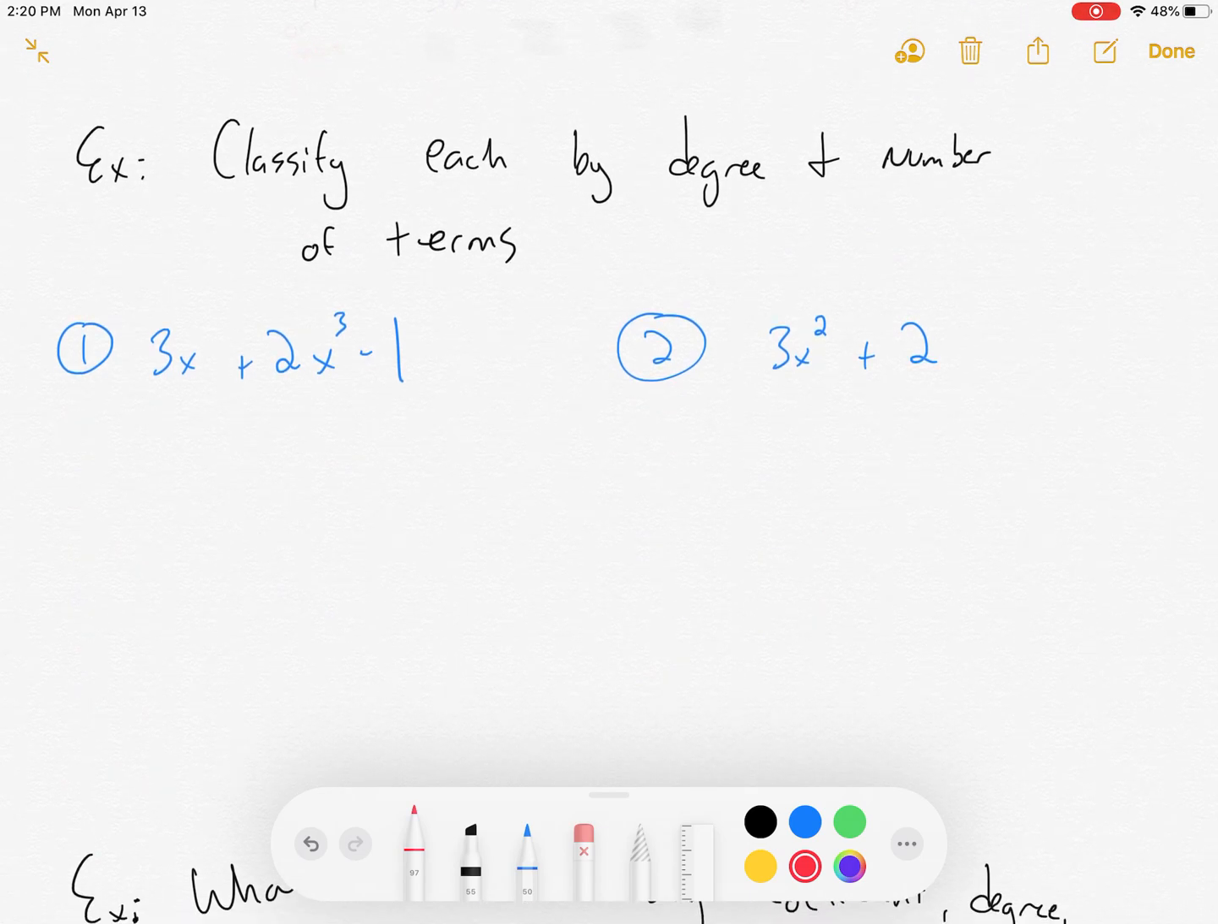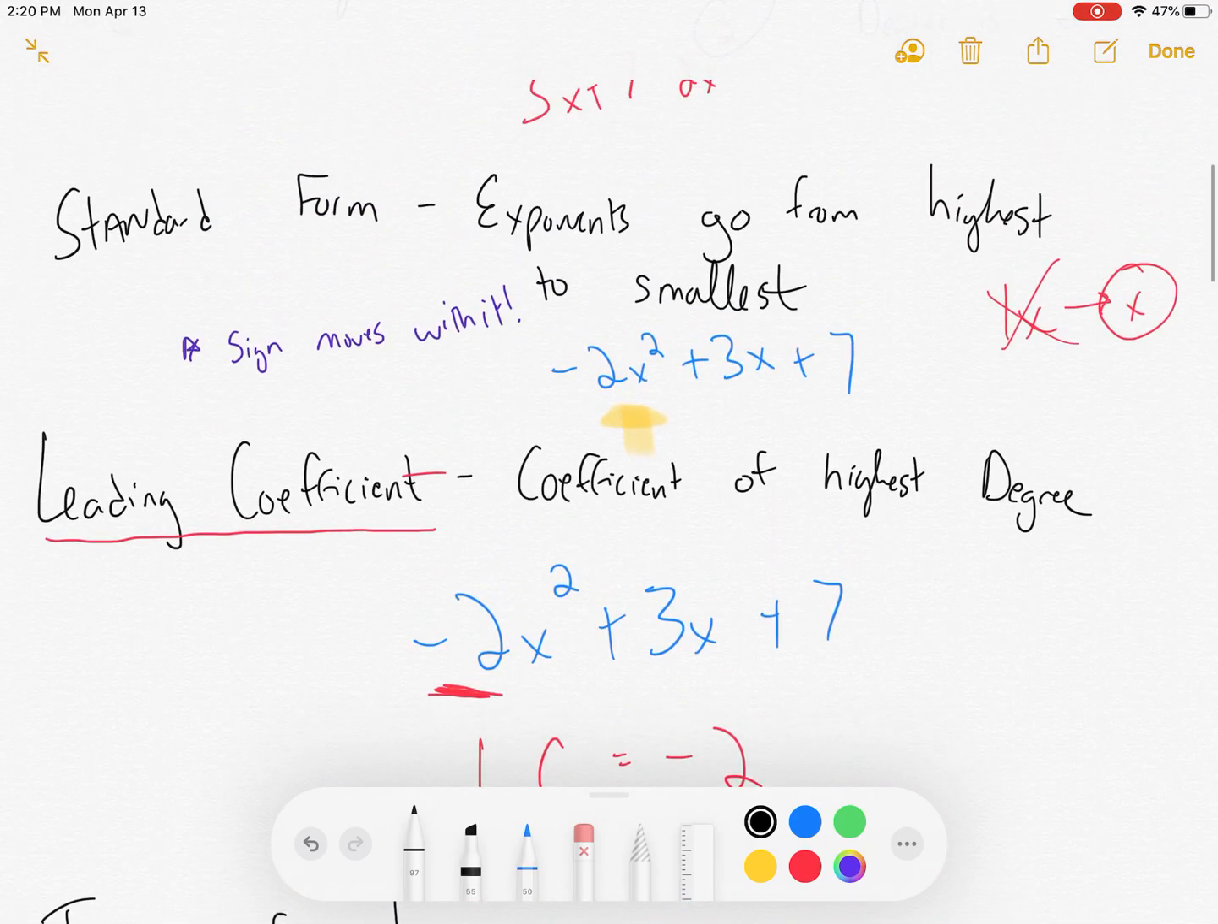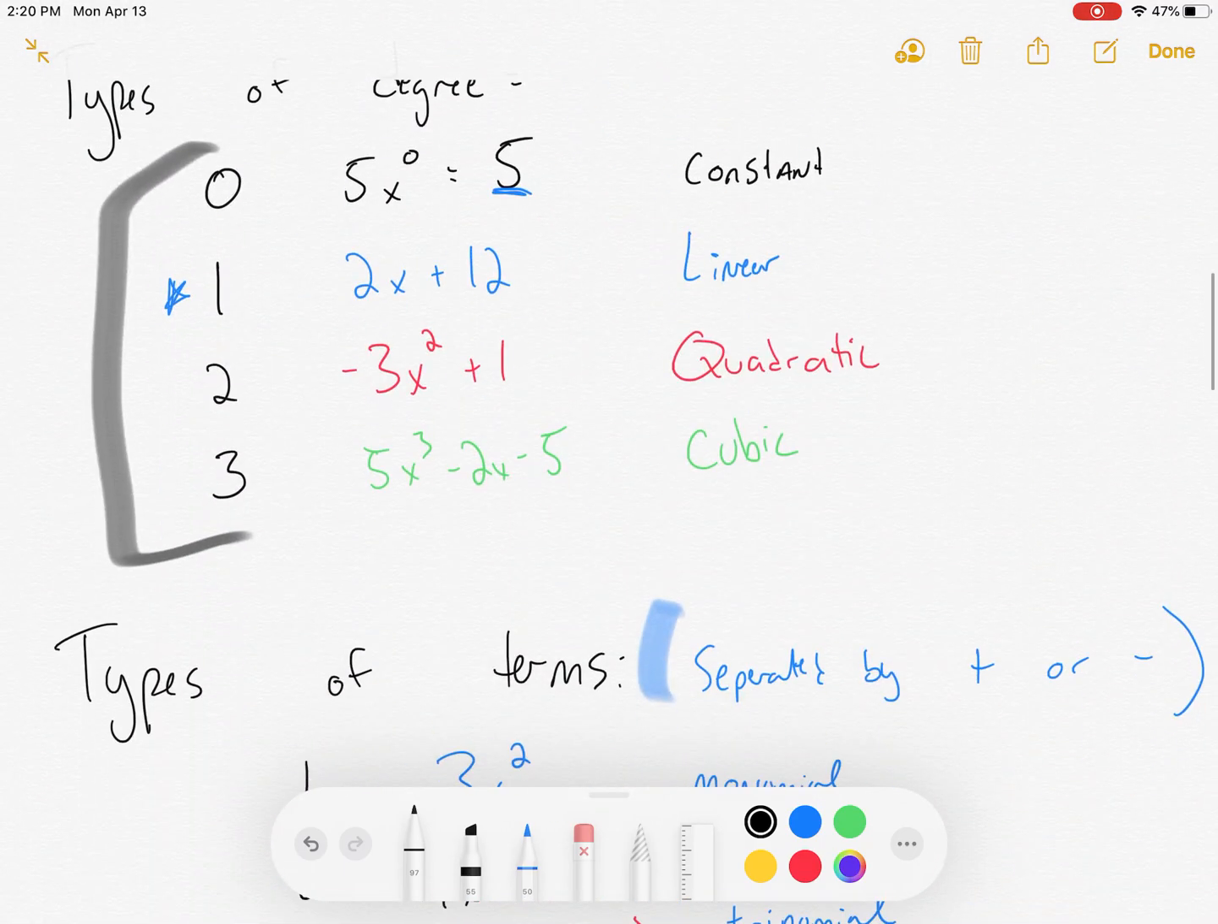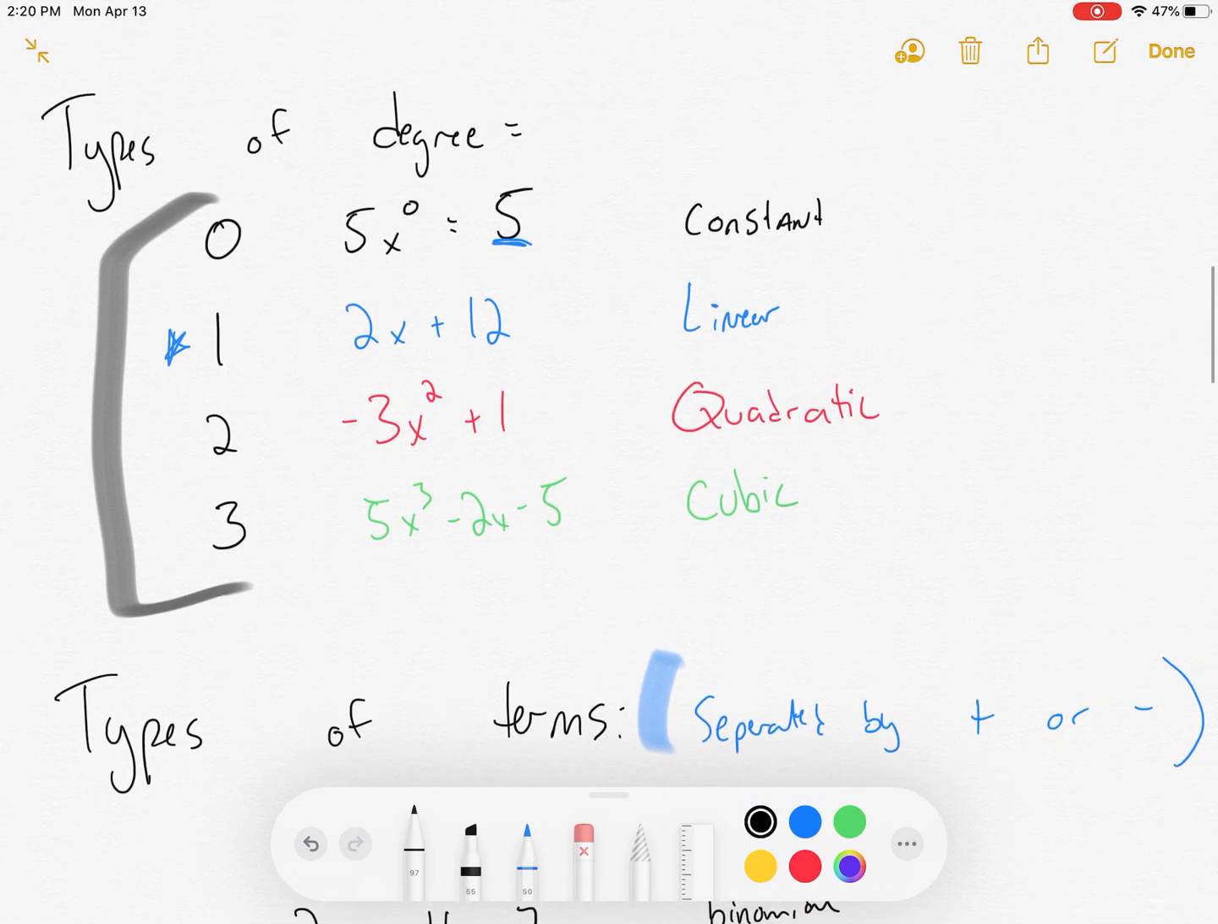Okay, next example is classify each by the degree and the number of terms. For the degree, what we first need to do is figure out what the highest exponent is. So what is my highest exponent? My highest exponent is 3. Now if we go back up to the top, what's something called if it has the highest exponent of 3? Highest exponent of 3, that's right here. Highest exponent of 3, it's called cubic.